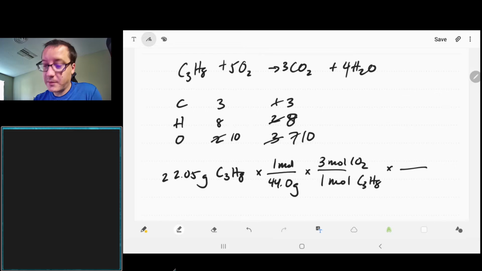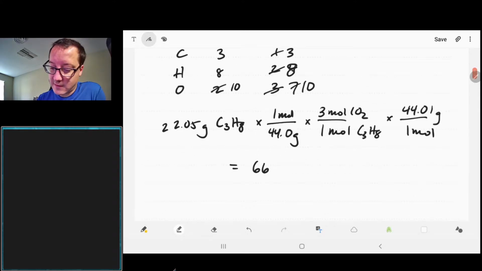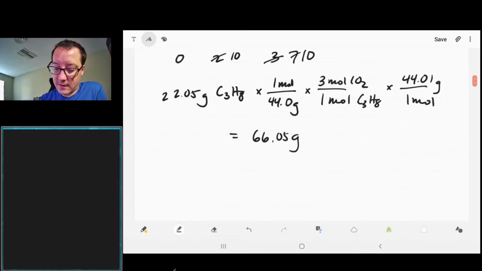Interestingly enough, the molar mass of carbon dioxide is also 44. So that's going to make the math super easy. So this means 66-ish grams, because everything else is the same. So with this, the percent yield we're going to get. So we're going to say that that's our theoretical yield. So percent yield is actual over theoretical.